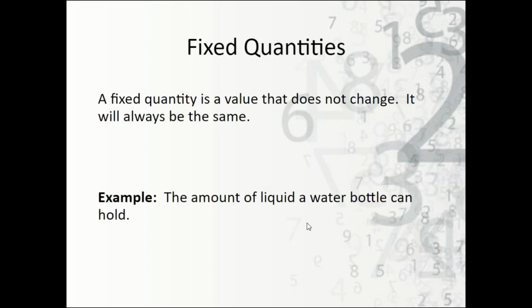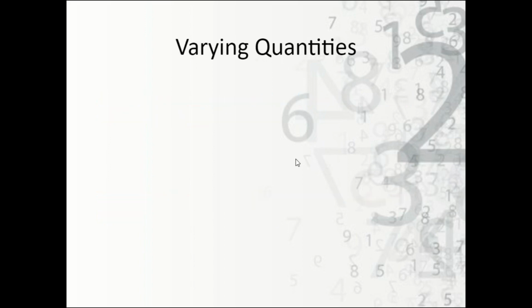So an example of this would be the amount of liquid a water bottle can hold, right? If I pour liquid into the water bottle, there may be a different amount of liquid based on how much I fill it, but the maximum amount of water that it can hold does not change. If it's a 16-ounce bottle, it's only going to hold 16 ounces. That's it. It can't hold any more than that. That's a fixed quantity.